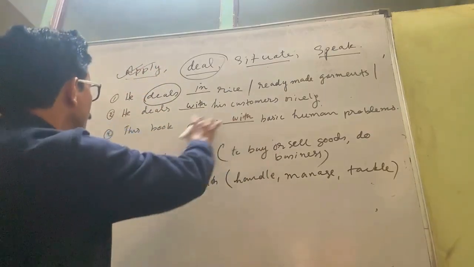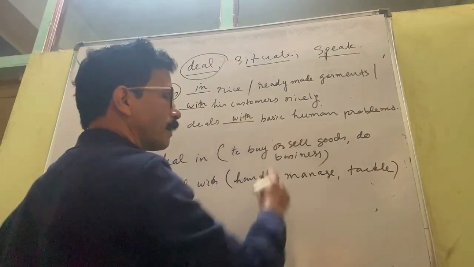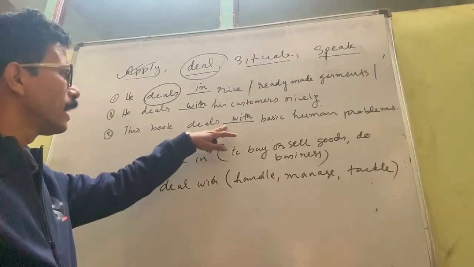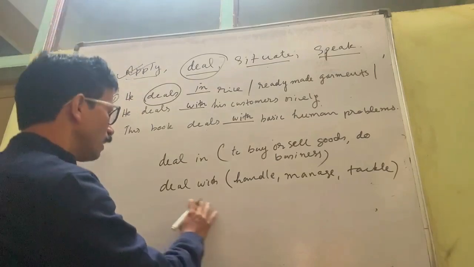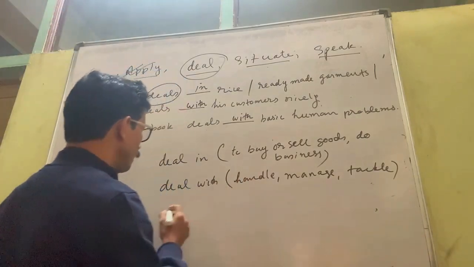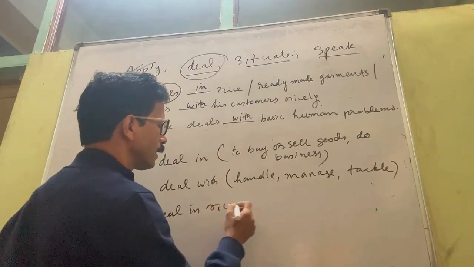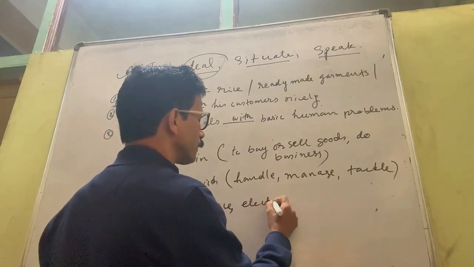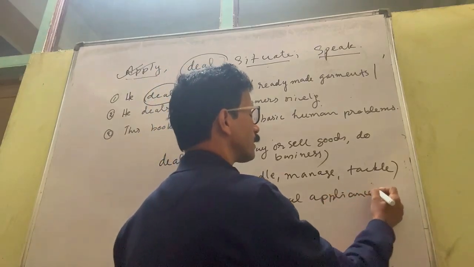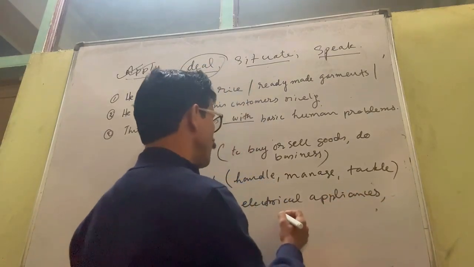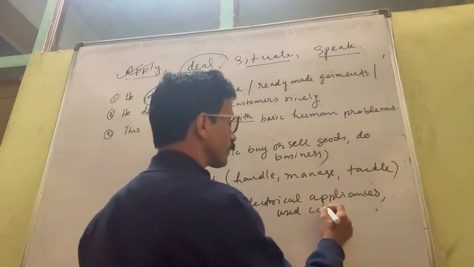So, person, it is a person. And you see, this book deals with, handles. Okay, deals with means handles basic human problems. So deal with human problems. Deal in what? Deal in rice. Deal in electrical appliances. Deals in ready-made goods. Deals in used cars, etc.